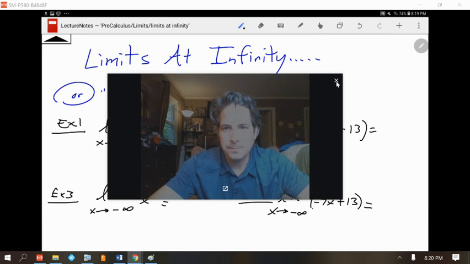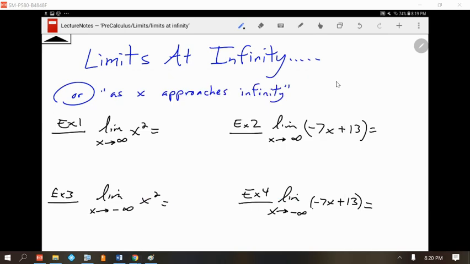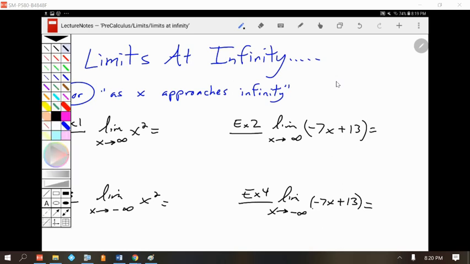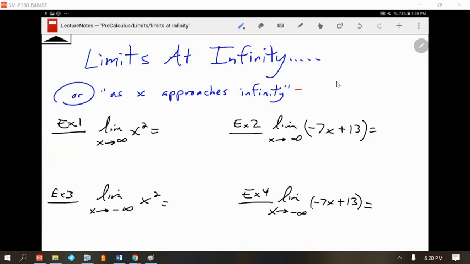So, what happens as x approaches infinity? This is basically asking the same thing as what is the horizontal asymptote? Okay, limits at infinity is the section in the book. That's what it's called, limits at infinity.